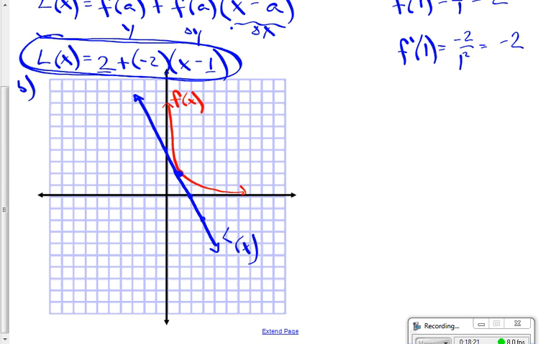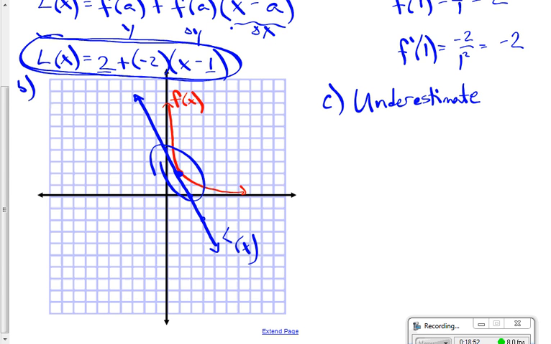Part C. Interpretation question. It says, based on the graphs in part B, which we just drew, state whether the linear approximations to f near a are underestimates or overestimates. In this region, will L be an underestimate or an overestimate of the actual function value? Underestimate. Why?